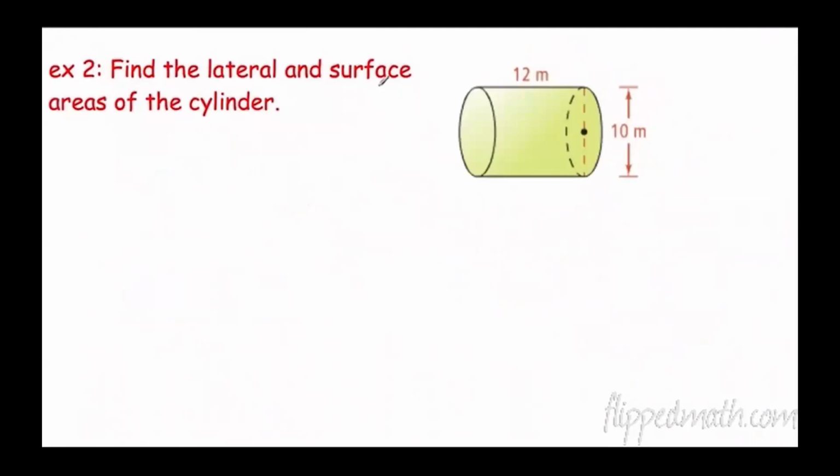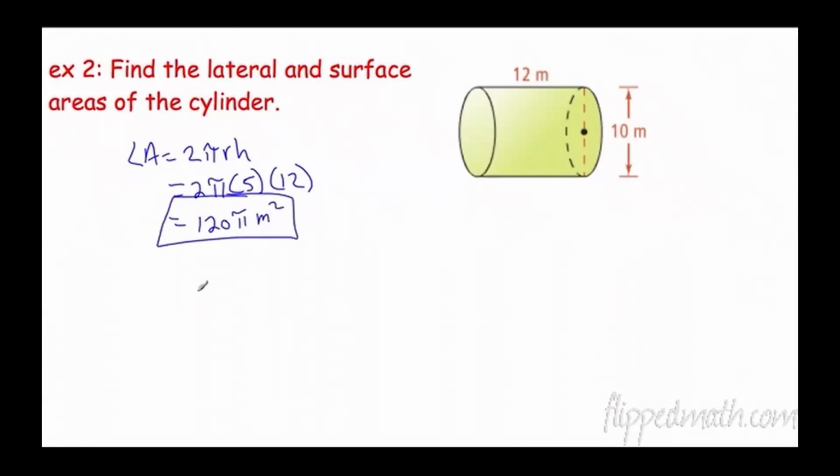All right, so let's try one of these. Find the lateral and surface area of the cylinder. Here we go, let's find the lateral area. So lateral area equals 2 pi r h. So 2 pi, what is r? What is our radius? If our diameter is 10, our radius has to be 5. And our h connects the 2 bases together, so that's got to be 12. 2 times 5 is 10. 10 times 12 is 120 pi meters squared.